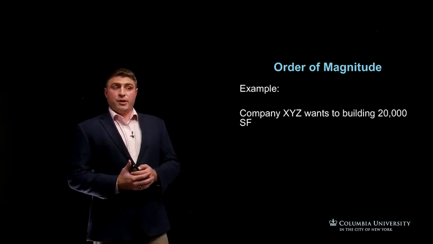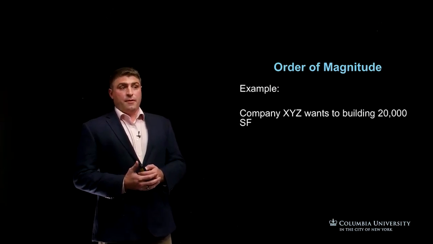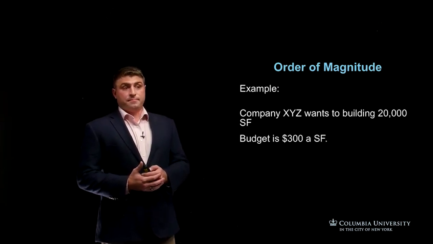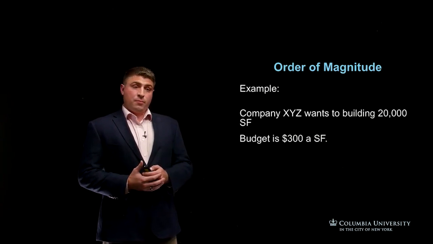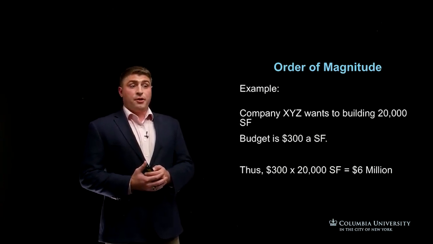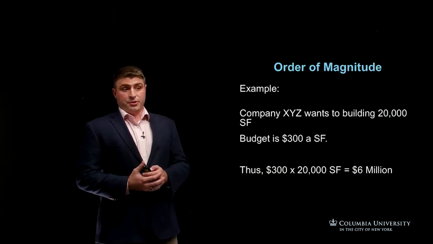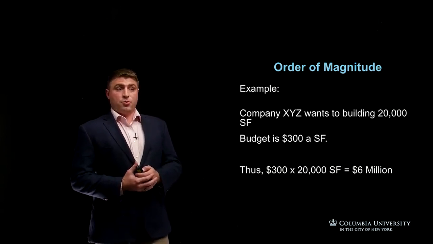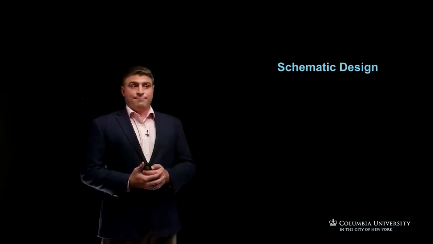An example of an order of magnitude estimate would be based on the notion that company XYZ wants to build a building of 20,000 square feet. They want to keep to a budget of $300 a square foot. Thus, you can perform a simple calculation of $300 times 20,000 square feet for a grand total budget of $6 million.